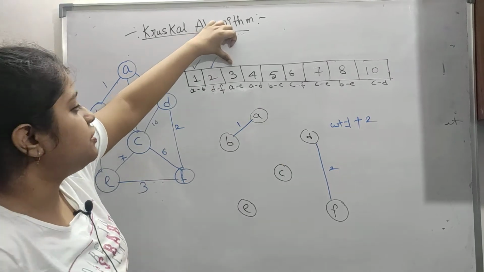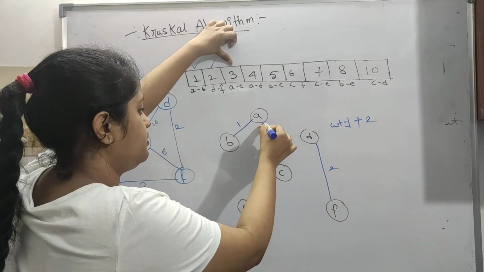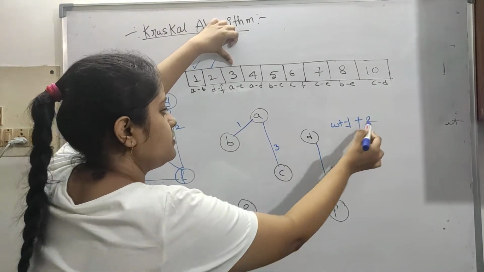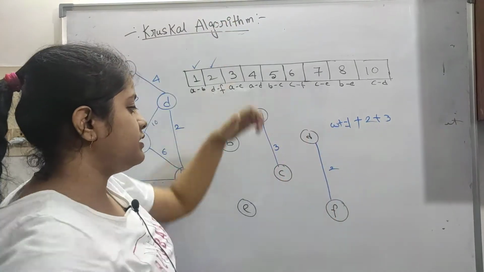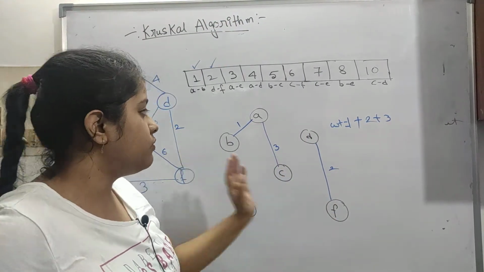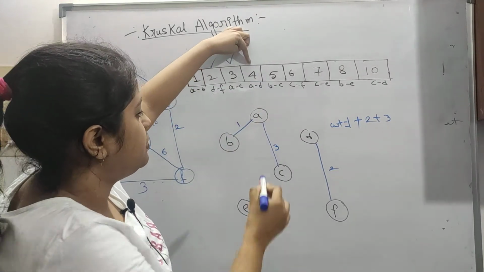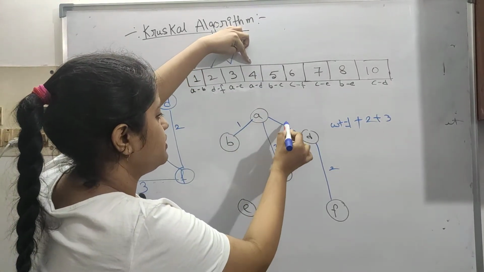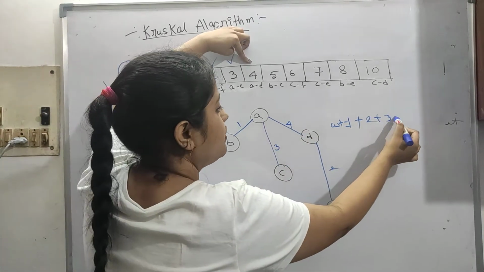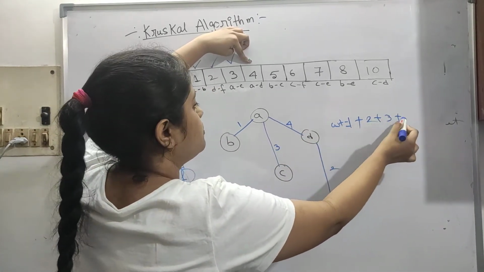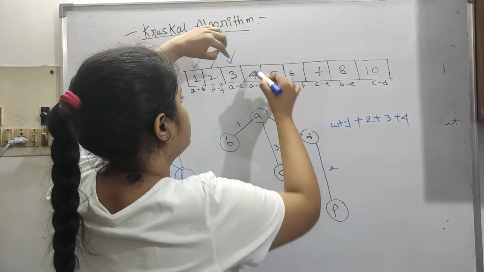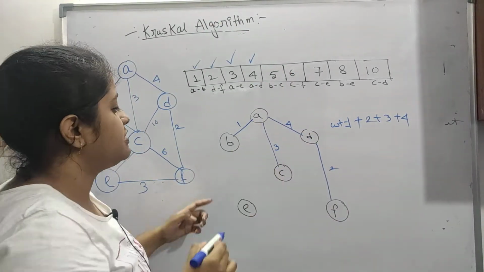Then 3 is present between A and C. See here, nothing is forming any cycle, so we can go on. Next, 4 is present between A and D. It is not forming any cycle, so 4 we can take. 4 is done. Then 5 is present between B and C.